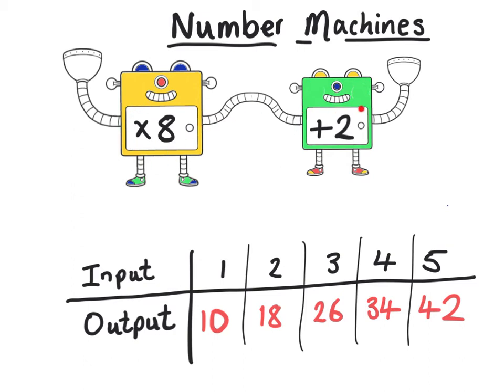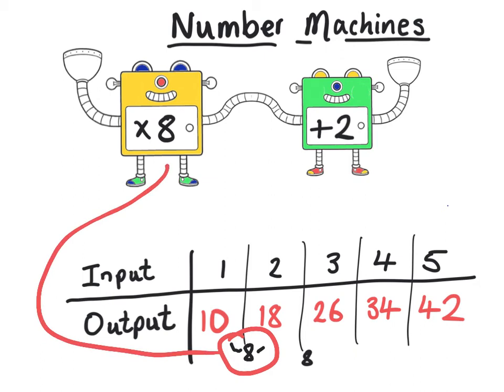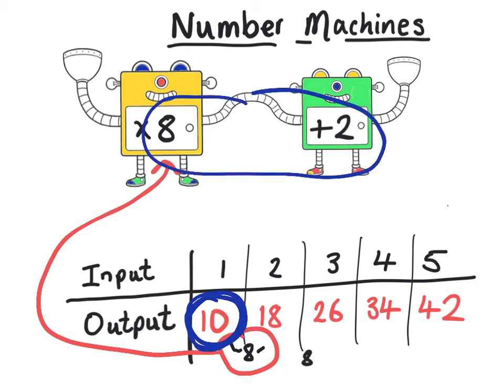24 plus 2, 26. Try 4. 4 times 8 is 32. Add 2, 34. 5 times 8 is 40. Add 2 is 42. So the gap size between all these is 8. It's going up in 8s. And that's told us, and that's there. And the first number in the sequence is calculated by doing that sum. 8 add 2 is 10.